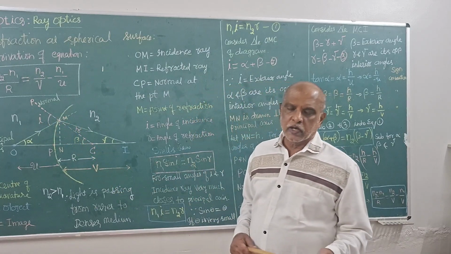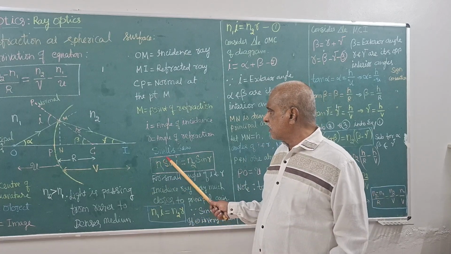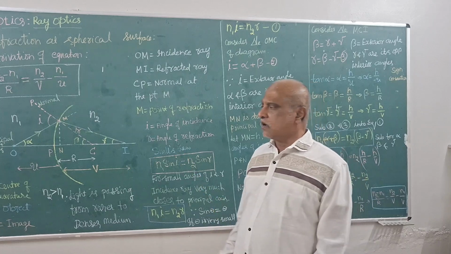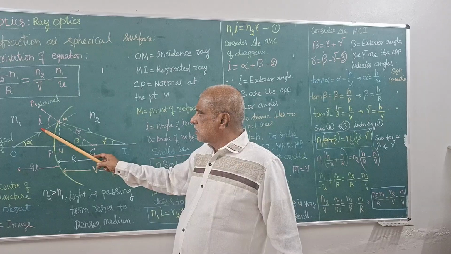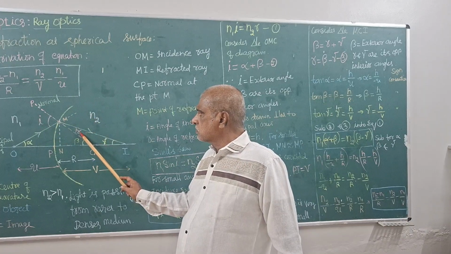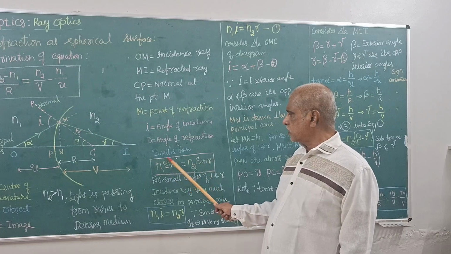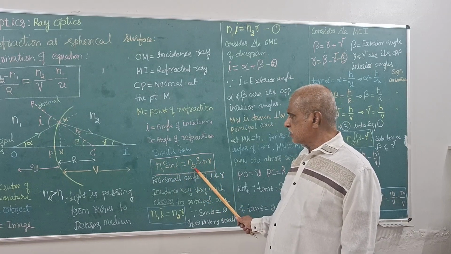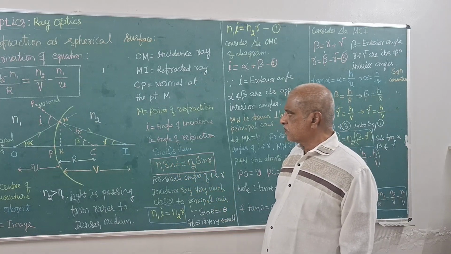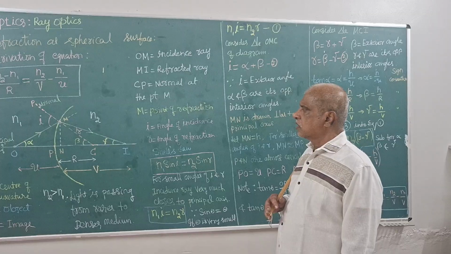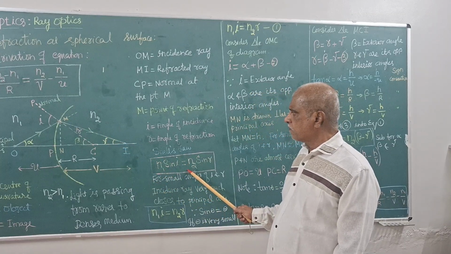The law of refraction is applicable here. That law is called Snell's law. What is Snell's law? That is n1 sine i equals n2 sine r. That is Snell's law: angle of incidence, refractive index, angle of refraction, refractive index of the medium. This angle is in this medium, and this angle is in this medium. That is the law and the equation.